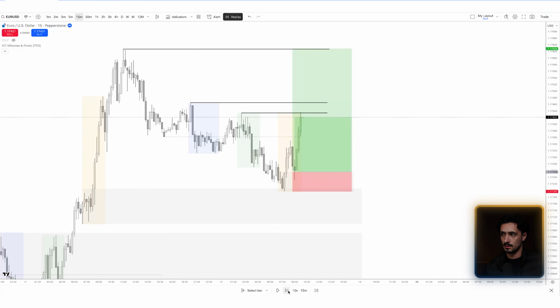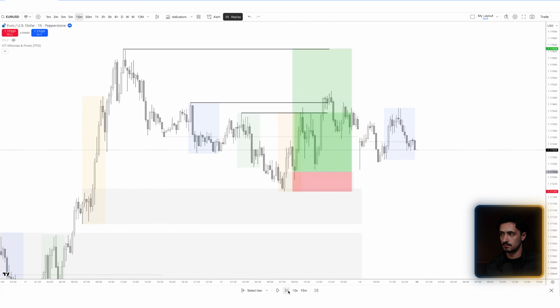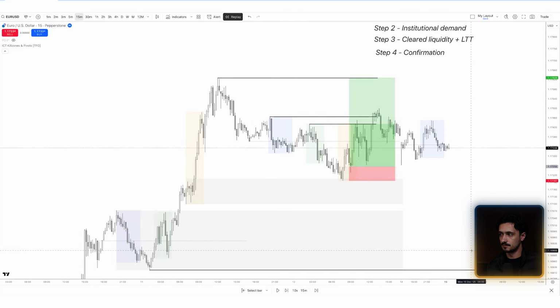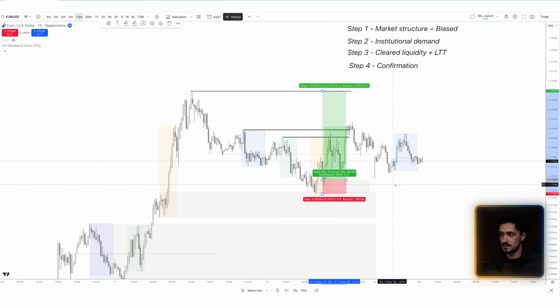Price tags us in. Price goes away, first target gets cleared. We have a reaction, second target gets cleared. Then the weekend comes. So now on Monday, now it's Monday. I'm still in this trade. Now it's time to add another trade.